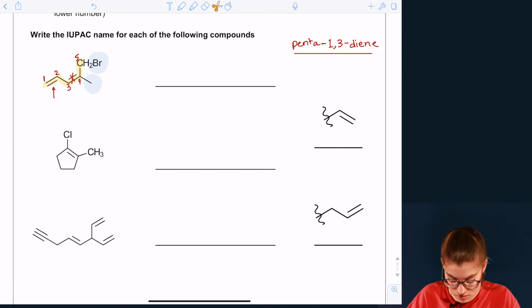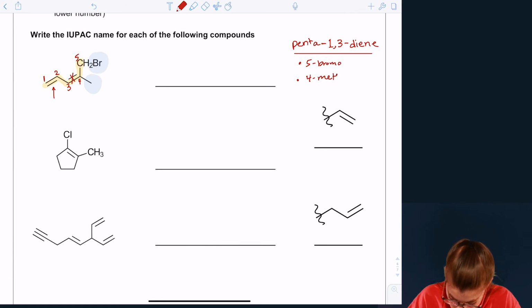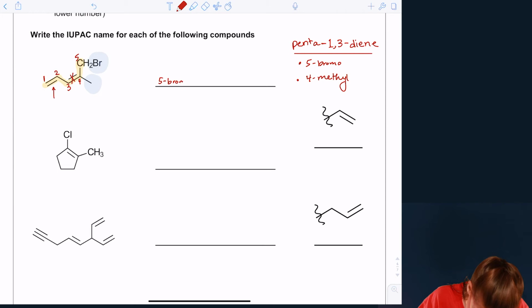And we have 2 substituents. We've got a bromo at 5, so 5-bromo. And we have a 4-methyl. Okay, so putting this in alphabetical order, it will be 5-bromo, 4-methyl, penta-1,3-diene.